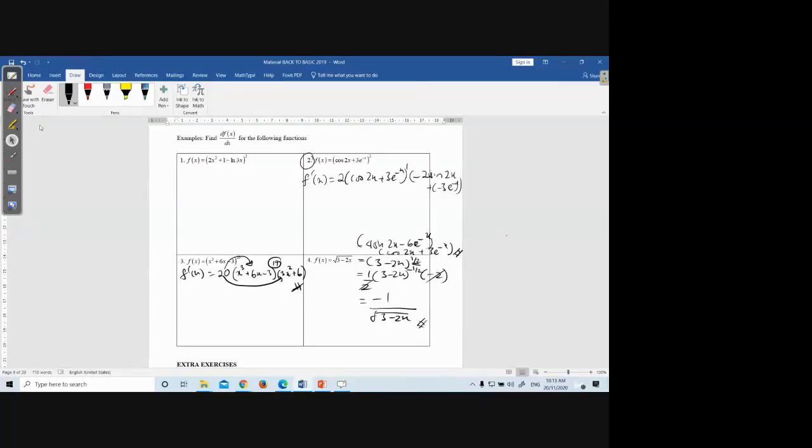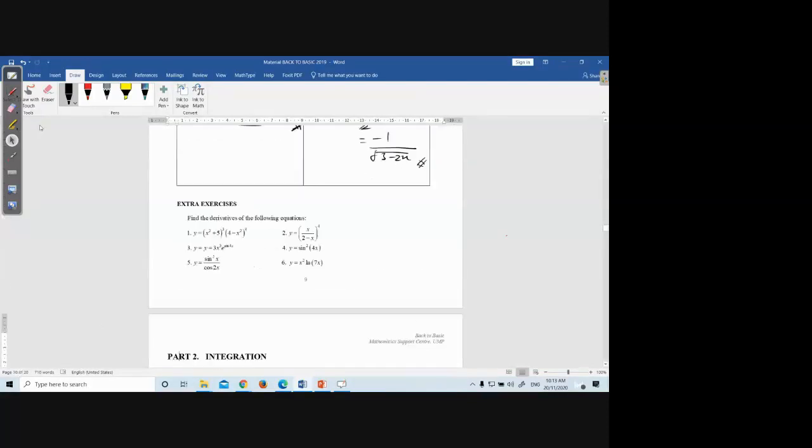What if we have an extra exercise? Look at this extra exercise. How are we going to differentiate this? We have to combine all the techniques that we have learned before, because we don't have a single function here. There's a function multiplied by another function.